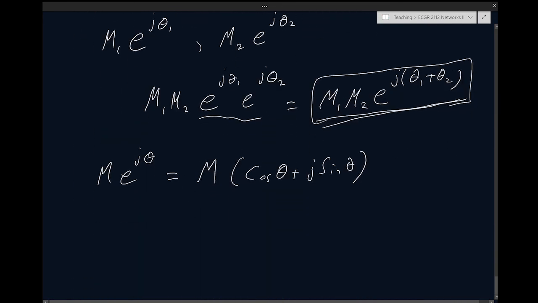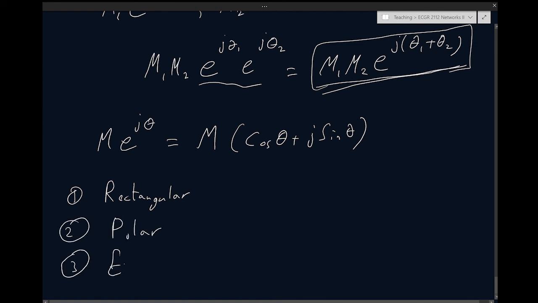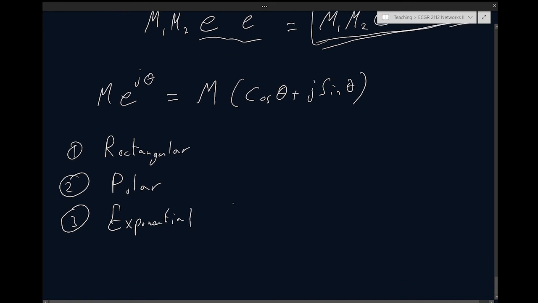We've covered all three basic representations of complex numbers. We have the rectangular representation, then we have the polar, then we have the exponential. When I do my own calculations, I prefer to mostly use exponential or rectangular.